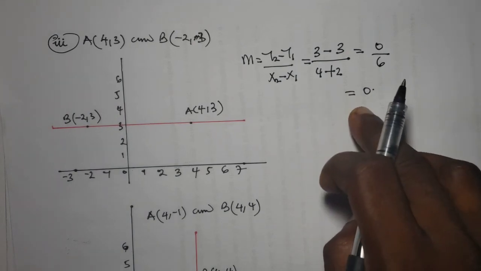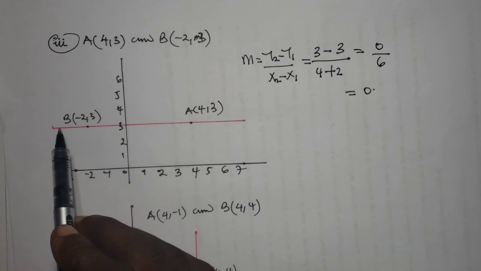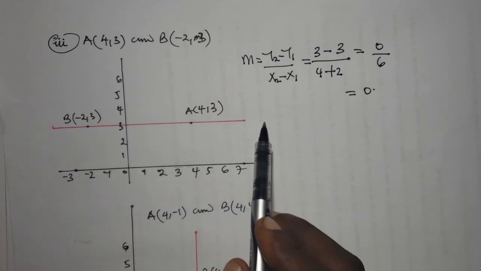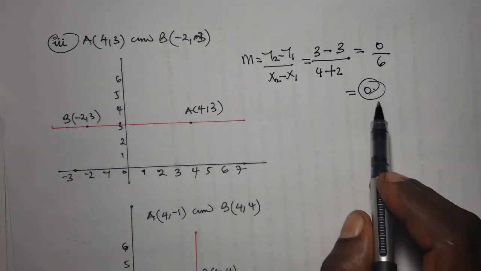Now we make a remark here again, that the slope of all horizontal lines is what? Is 0. Horizontal lines that are parallel to the x-axis always have a slope of what? 0.